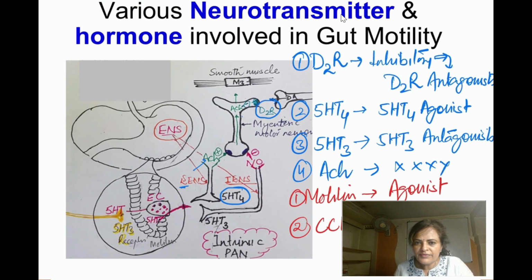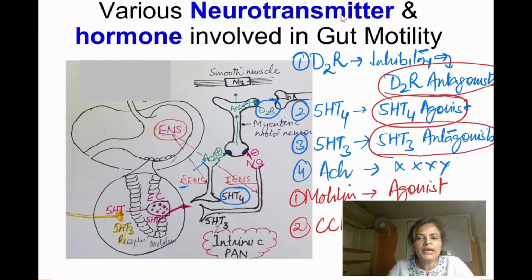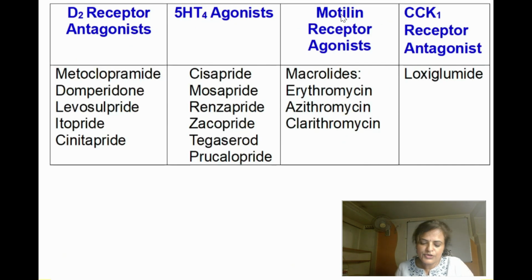So now how do we classify the prokinetic drugs? One is D2 receptor antagonist, then we have 5-HT4 agonist, 5-HT3 antagonist. As such, 5-HT3 antagonists are not used, but metoclopramide has got 5-HT3 antagonistic action also. Then motilin receptor agonist and cholecystokinin antagonist. Now just see the classification of the prokinetic drugs. I have classified in the same way: D2 receptor antagonist, then 5-HT4 agonist, motilin receptor agonist and cholecystokinin receptor antagonist.